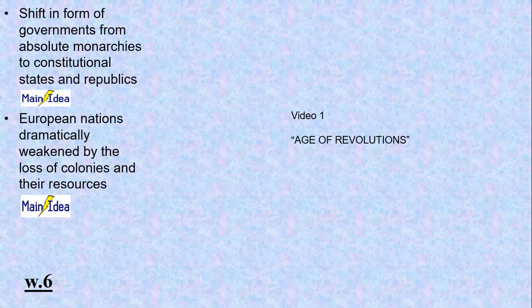The second part is that the European nations, like England and France, would lose their colonies. They would be dramatically weakened by the loss of colonies and their resources. A perfect example is the 13 colonies that would become our present United States of America. Watch video 1, Age of Revolutions.